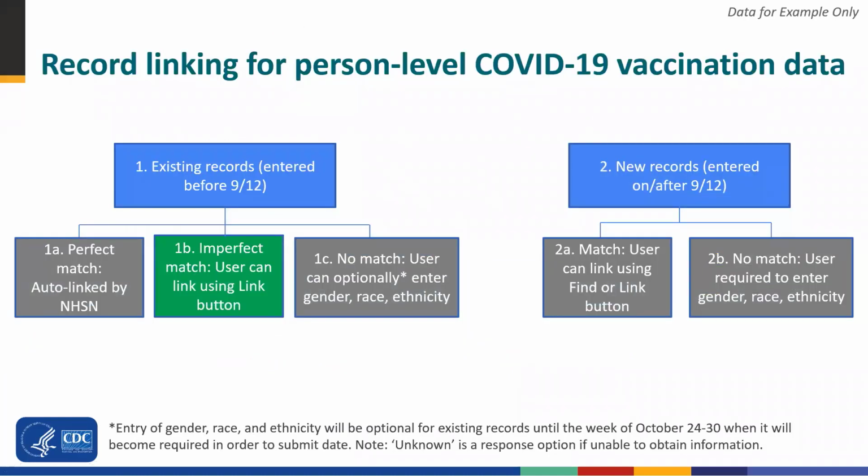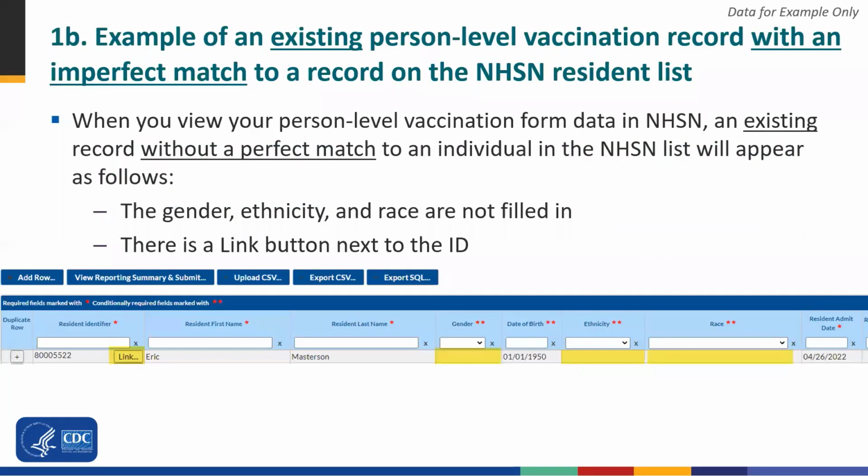The next example is an existing record entered before 9/12, but it's an imperfect match. So one of those identifiers does not match exactly. When there's not a perfect match, that would mean one or more of those fields, resident ID, first name, last name, or date of birth, do not match exactly with the underlying NHSN list.